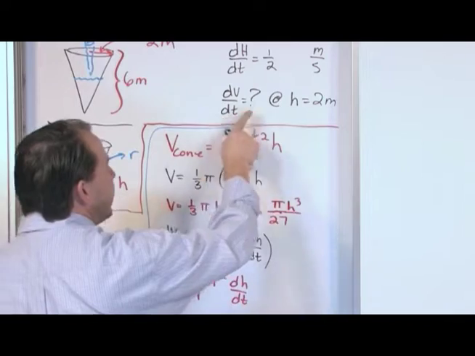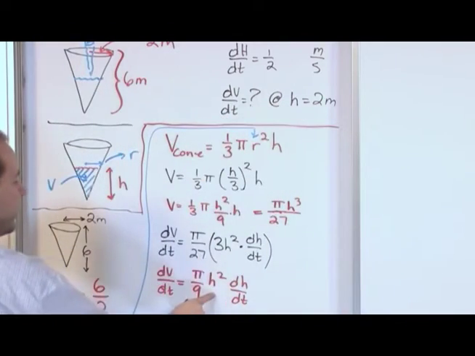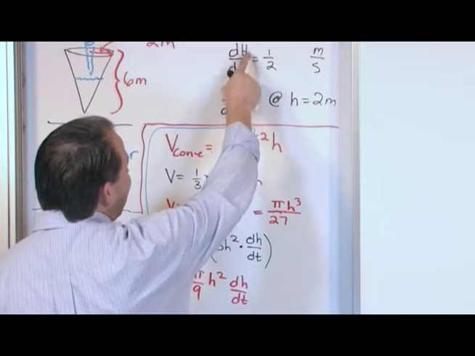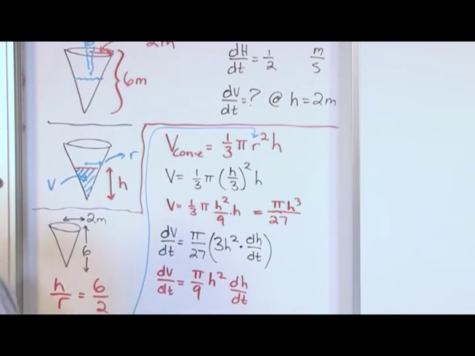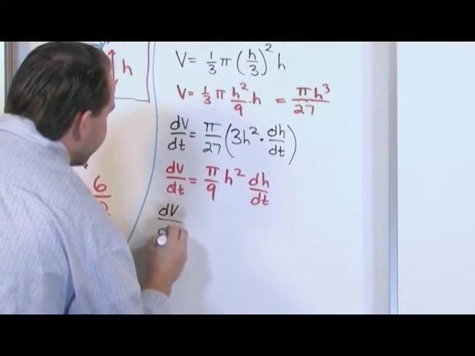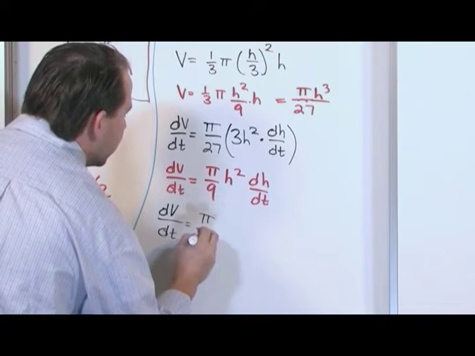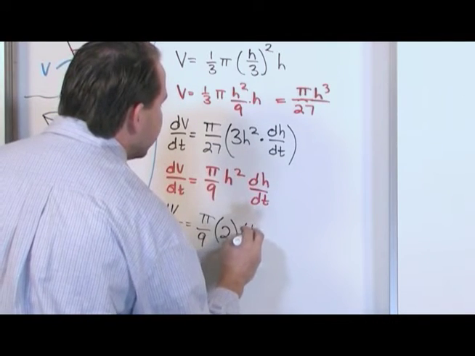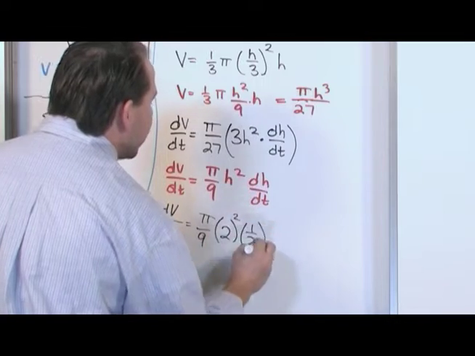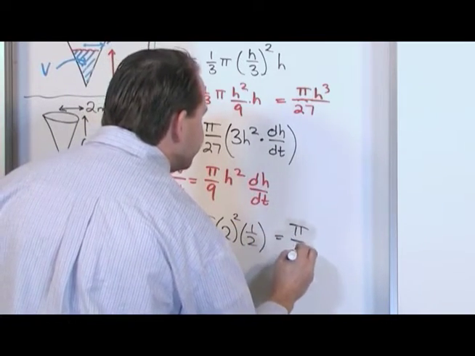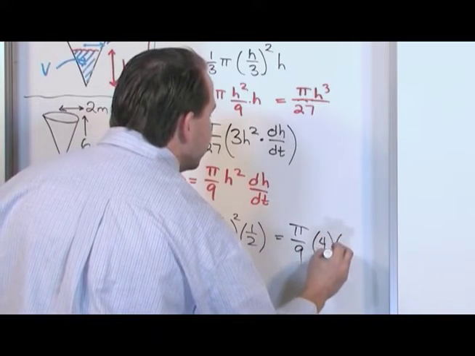I know that I want to look at that when the height is 2 meters, which I know, and I'm already given dh/dt, the rate of change of the height of the water, which is 1/2. So I just plug this information in, and so dV/dt is equal to pi over 9, and h is equal to 2 meters, and dh/dt is equal to 1/2. And this is squared right here. So what I'm going to have is pi over 9, this is 4, this is 1/2.